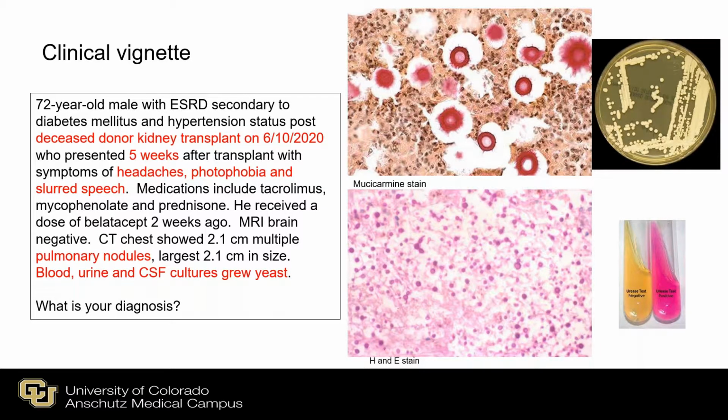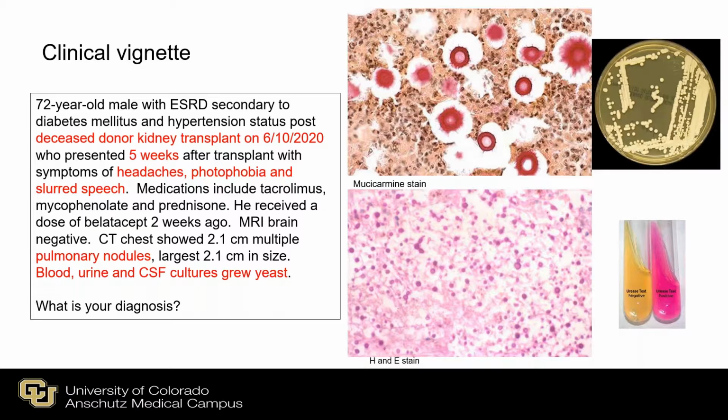Moving on to the next patient, and this is a patient that's actually currently hospitalized at our university as we speak. A 72-year-old gentleman with end-stage renal disease secondary to diabetes and hypertension underwent deceased donor kidney transplant in June 2020. About 4 to 5 weeks after transplant, he presents with headaches, photophobia, slurred speech, and fatigue. He's on triple immunosuppression with tacrolimus, mycophenolate, and prednisone. He also received a dose of belatacept, which is a T-cell co-stimulatory blocking agent. MRI brain was negative. CT chest showed lung nodules.